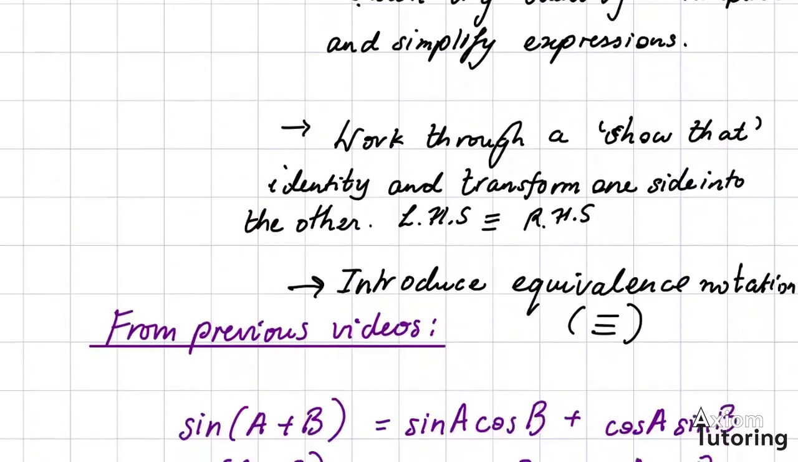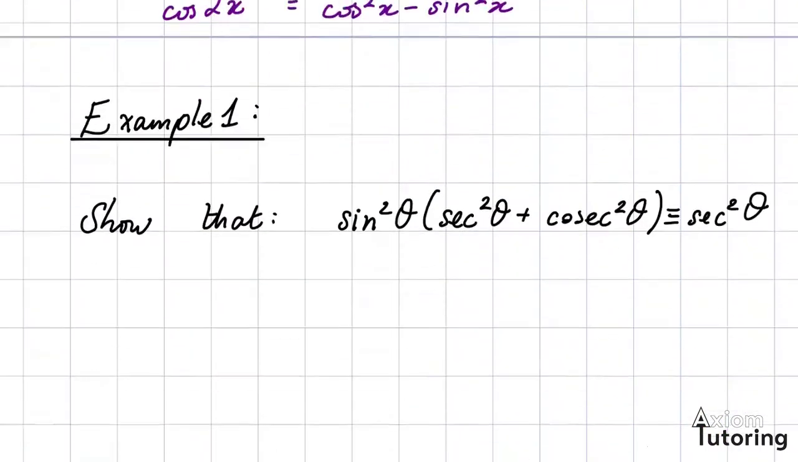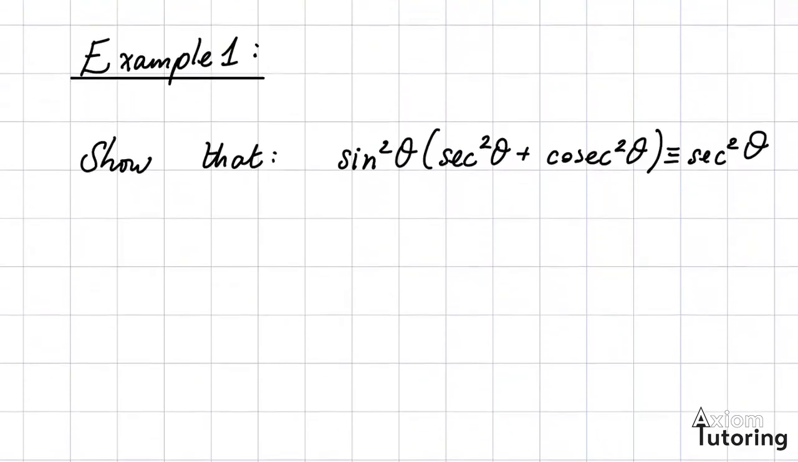Okay, so let's look at our first example and work through it together. So we want to show that sine squared theta brackets sec squared theta plus cosec squared theta is equivalent to sec squared theta. So again, what we're doing here is we're going to start on our left-hand side, and we're going from the left-hand side to the right-hand side. So we want to show that this expression that we have on the left is equivalent to sec squared theta. So the first thing we're going to do is expand the brackets on the left.